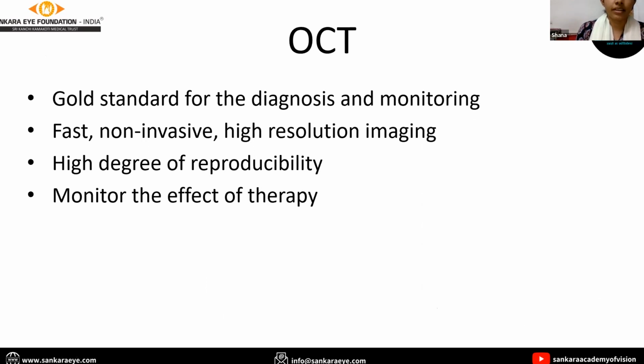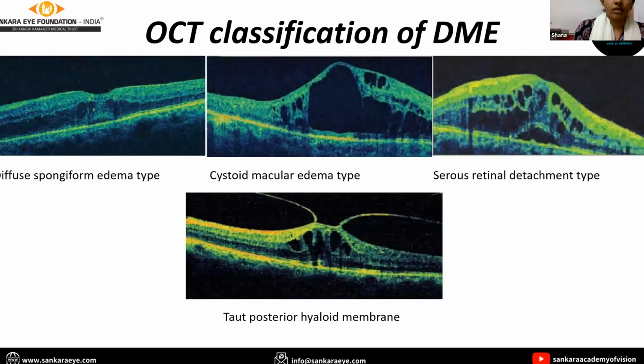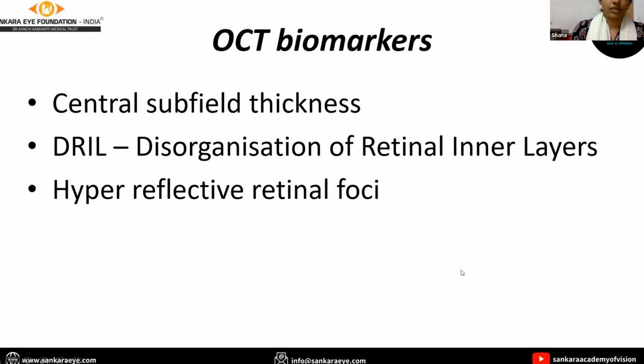Now, OCT is currently the gold standard for the diagnosis and monitoring since it is fast and non-invasive. Also, it helps in monitoring the effect of the therapy. Based on OCT, DME is classified as diffuse spongiform edema type, cystoid macular edema type, serous detachment type, and taut posterior hyaloid type. Certain OCT biomarkers to assess the visual prognosis include central subfield thickness, DRIL, and hyperreflective retinal foci.